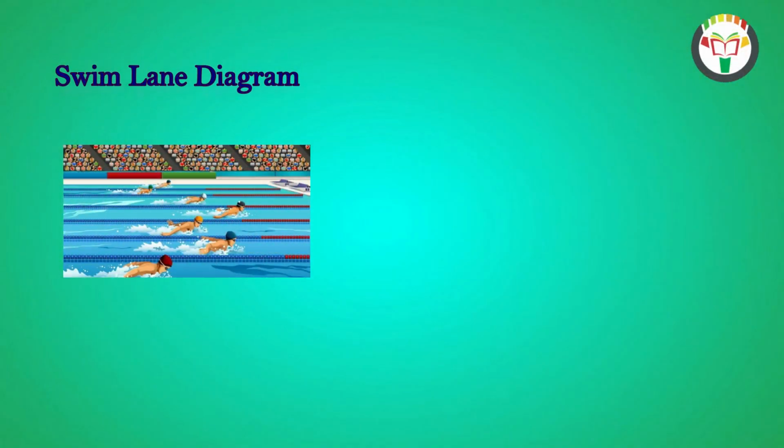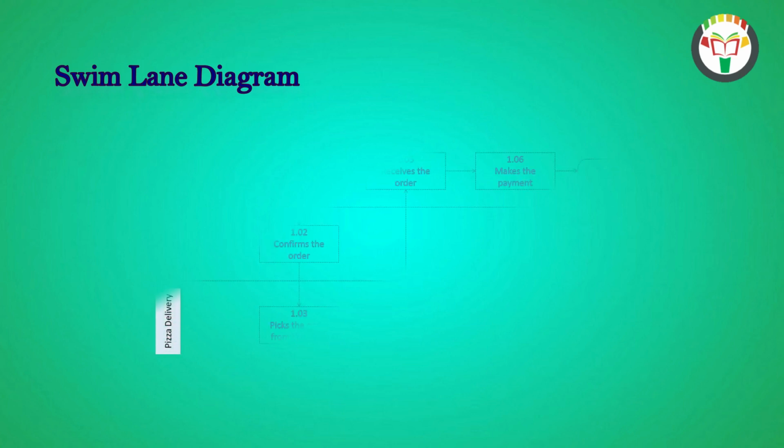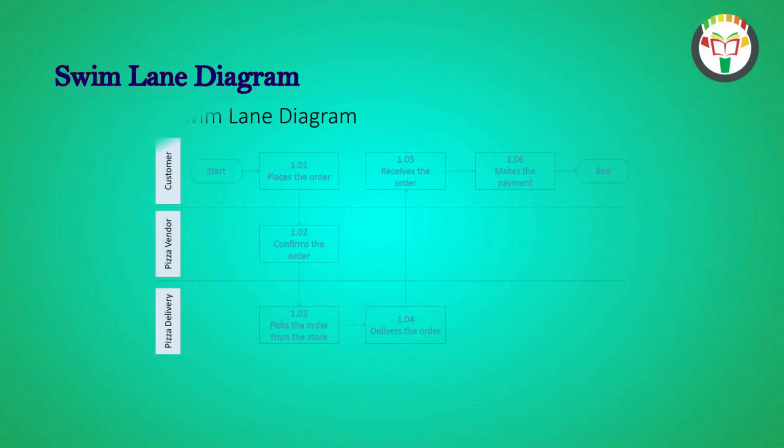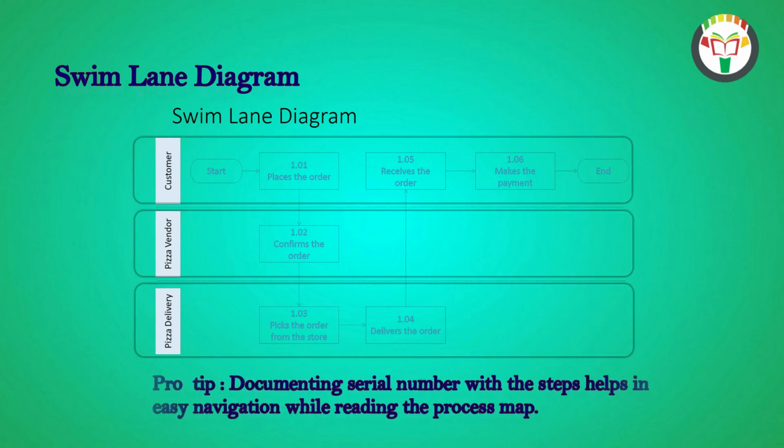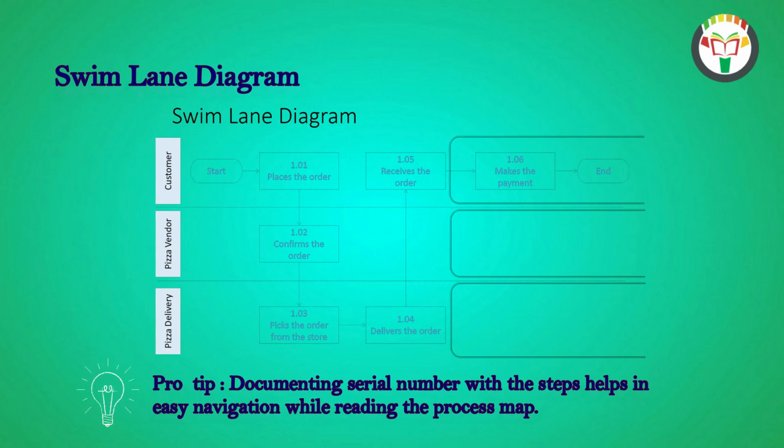Most management consultants and Six Sigma professionals prefer to use swim lane diagrams or swim lane process maps, as these help you quickly understand the tasks that are performed by different parties or different departments.